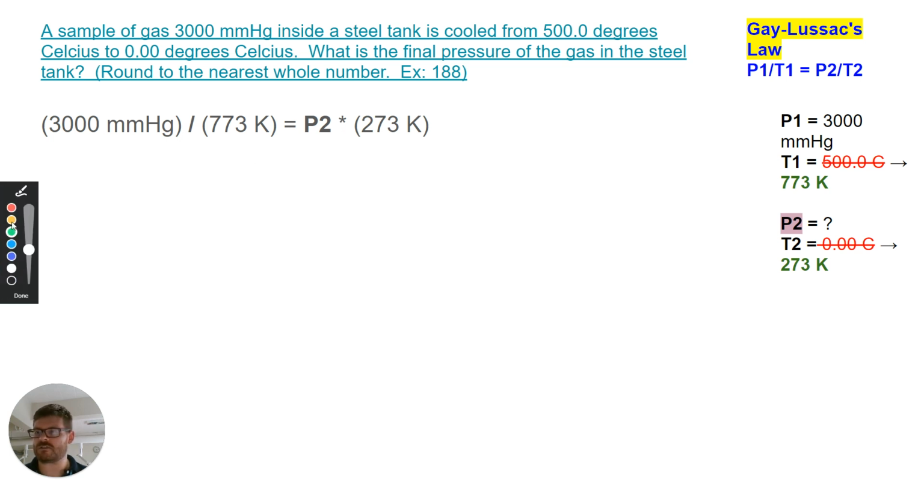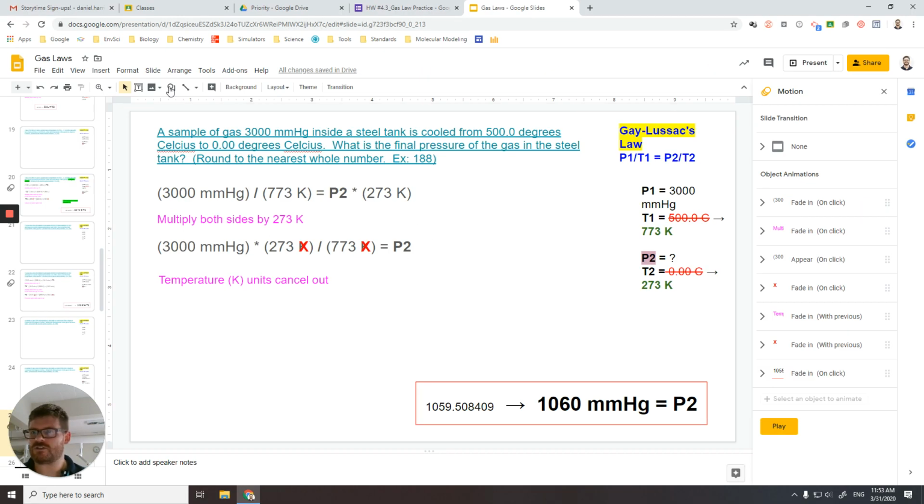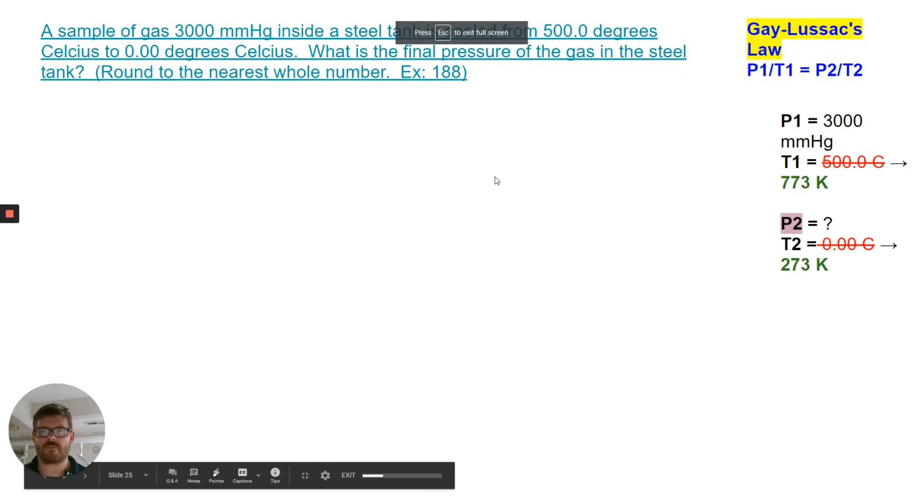Another error on Mr. Dan's part, that should be divided there, okay? So I'll go back and fix that on the presentation when I upload it into Google Classroom for you. Okay, so we got to get P2 by itself, so multiply both sides by 273, and in fact, let's just do it right now. It should look like this. Okay, that looks a little bit better there. Let's go back to our presenter mode then.